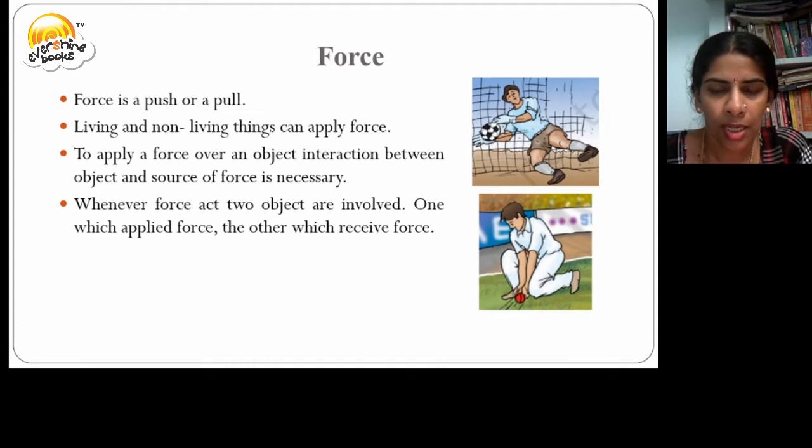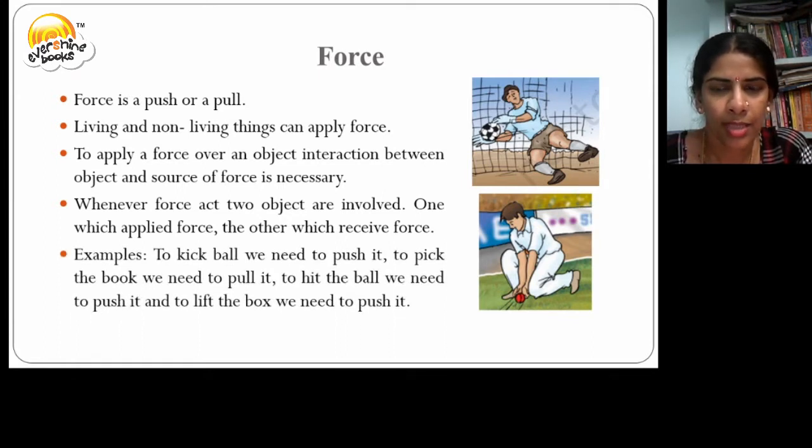The ball hit by a bat, that is applying force. The boy trying to stop the ball, that is receiving force. For example, to kick a ball we need to push it. To pick up the book we need to pull it. To hit the ball we need to push it. And to lift the box we need to push it.